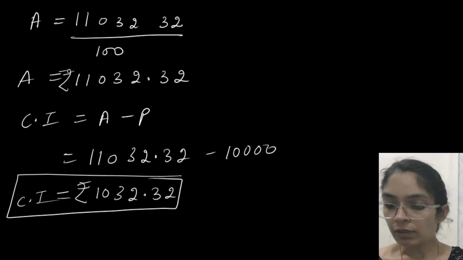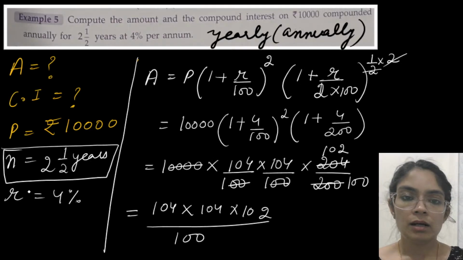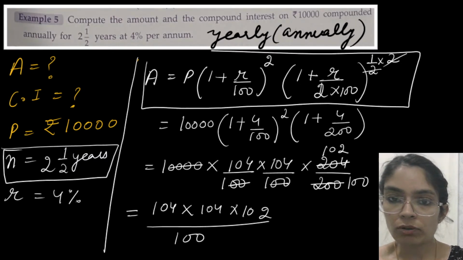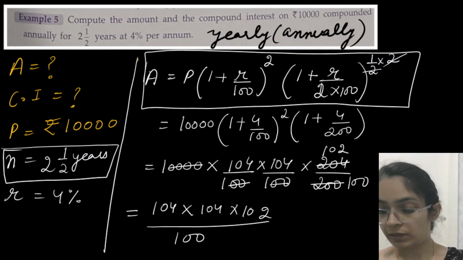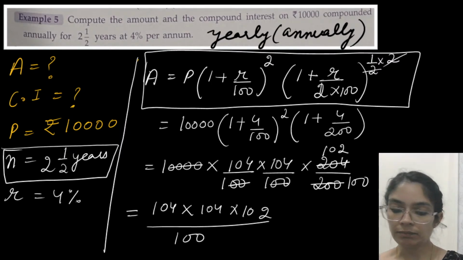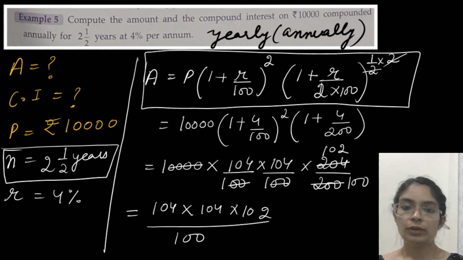Okay, so we found it. I hope you have understood how to apply the formula of amount in these type of questions. Anyone, any doubt regarding the application of the formula? Okay, so it's correct. 1032.32 is the correct answer. Anyone, any doubt regarding this application of the formula?